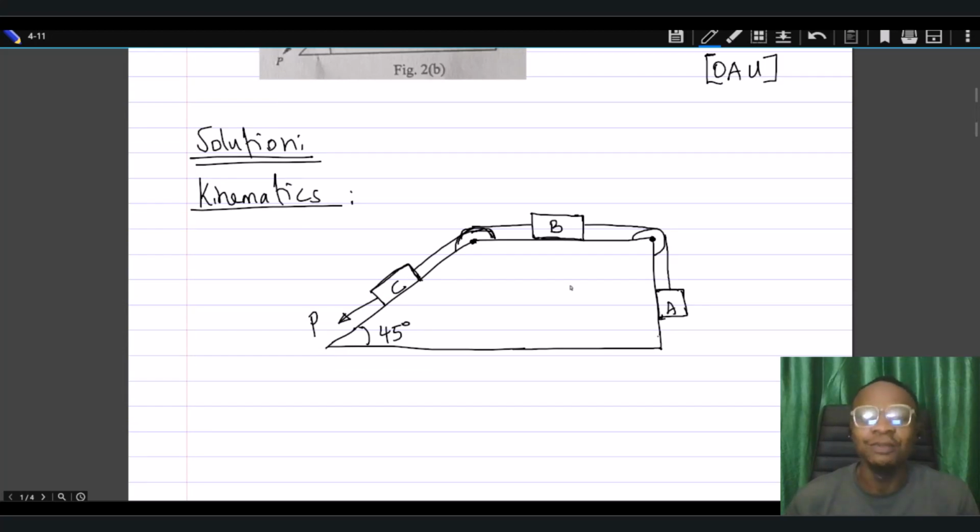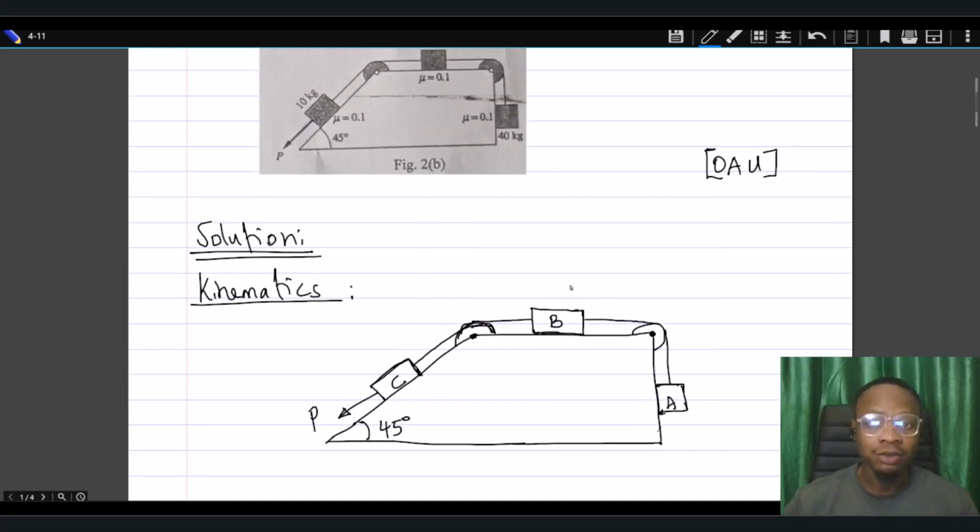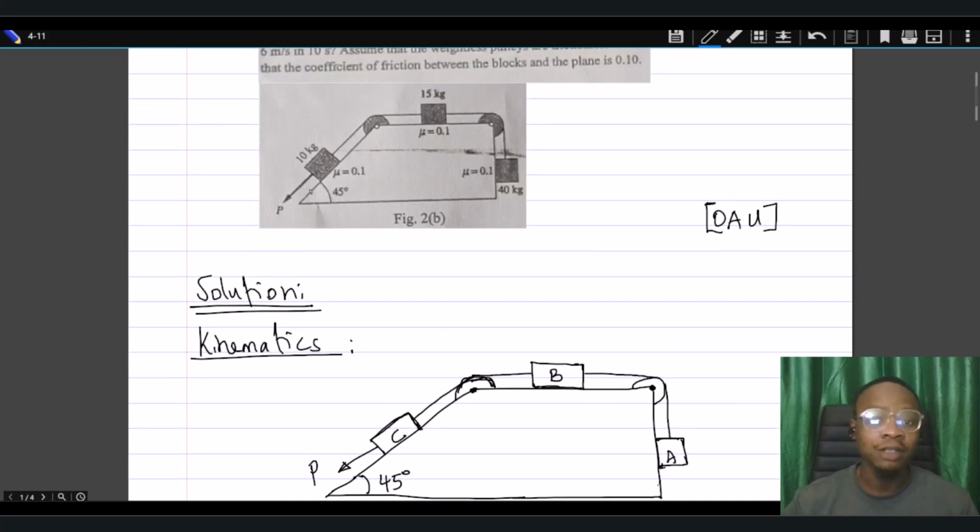We know that they will have the same acceleration. Okay, that is quite clear because if this body is dragged down this incline, we know this will go up the incline, this will go to the left, and this will go down.